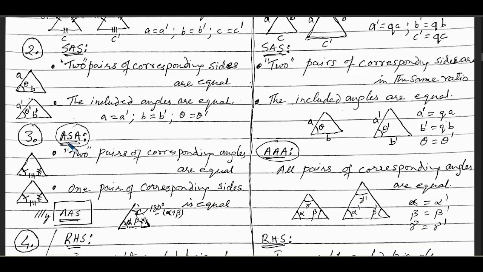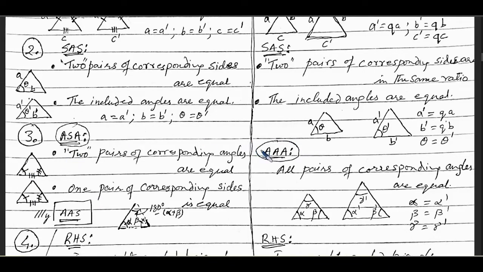Similarly, the third is angle, side, angle. Suppose you have a triangle, this is an angle, and this is a side. So that's why angle, side, angle. The side is included between these two angles. So if two triangles have this angle equal to this angle, and this side equal to this side, then they are said to be congruent. So angle, side, angle: two pairs of corresponding angles are equal, and one pair of corresponding sides is equal. This is exactly same.